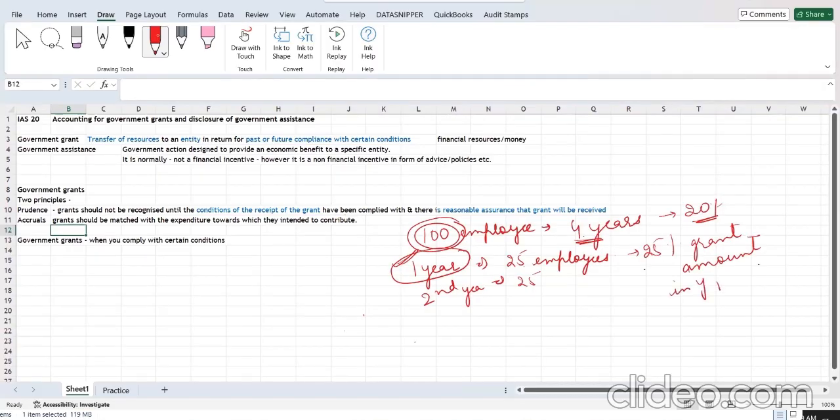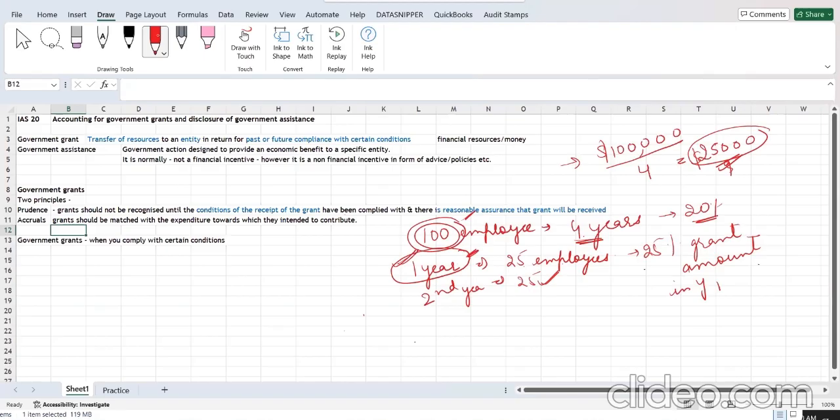Right? So, for example, again, let's take that example that there was 100,000. I'm thinking that 1 lakh would be my cost for giving jobs to 100 employees, right? And I have to do it for 4 years, right? And then for each year, my government grant would be $25,000, right? If I have met the target of giving jobs to 25 people in year one, then I can recognize this amount. If in year two I have met the condition, then again I will recognize this amount. If in year three I've met the condition, then again I will recognize this amount, right?